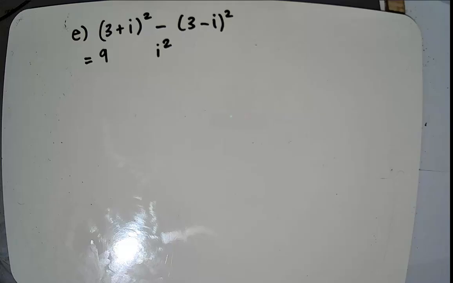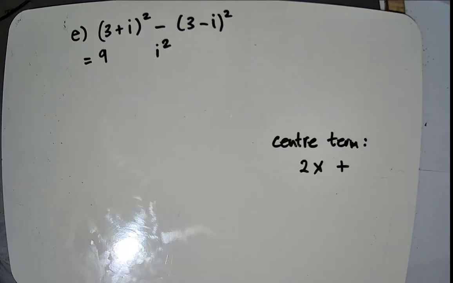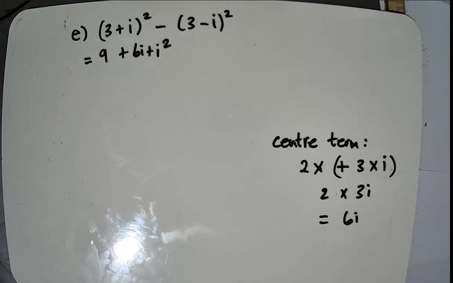So 3 squared is 9, i squared is i squared. The center term, 2 times, write down a positive sign, 3 times i. So we multiply what we see in the brackets using the same sign and multiplying all of that by 2. So here we'll get 3i times 2, which will give us 6i. So positive 6i in the center. Do note that this sign will always be positive when squaring a binomial. Binomial means 2 terms. So moving on, we'll do the same thing to the next bracket.